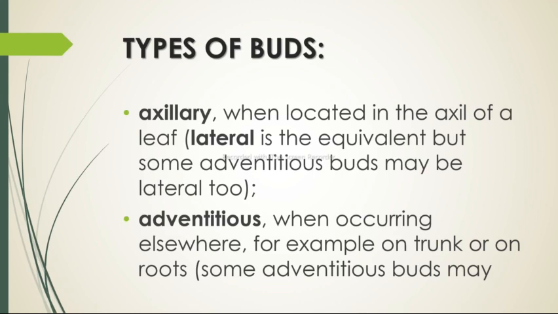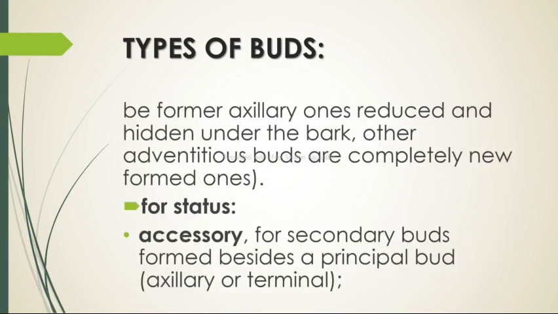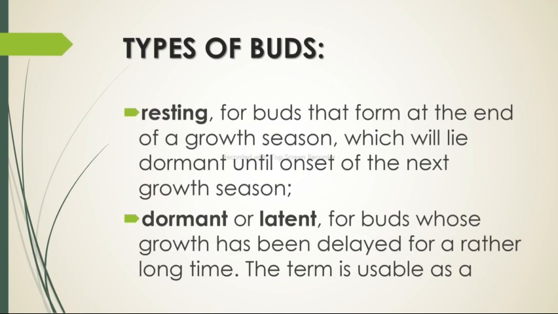Adventitious, when occurring elsewhere, for example on the trunk or on the roots. Some adventitious buds may be former axillary ones, reduced and hidden under the bark. Other adventitious buds are completely newly formed ones. For status, accessory, for secondary buds formed besides a principal bud, axillary or terminal. Resting, for buds that form at the end of the growth season and which will lie dormant until the onset of the next growth season. Next is dormant or latent.